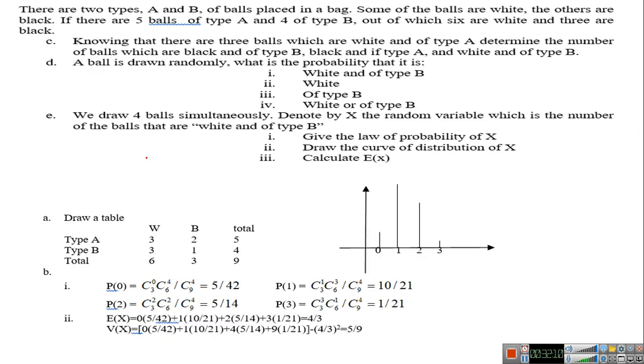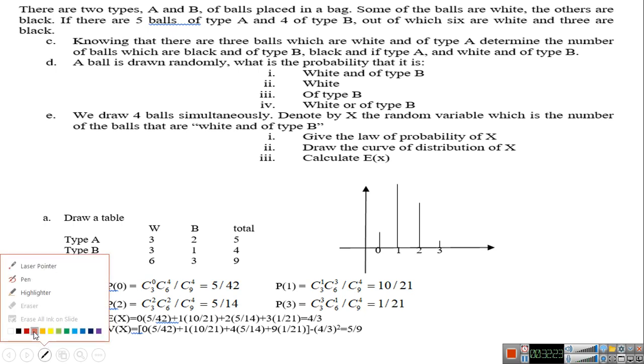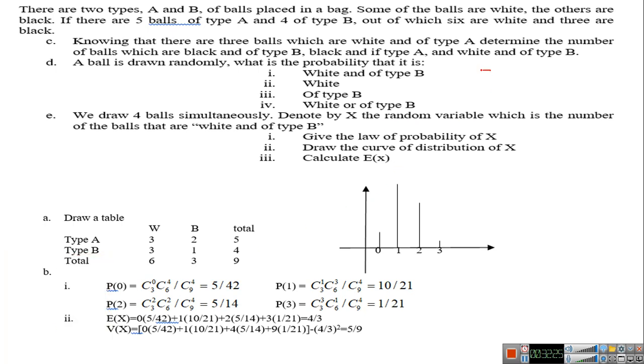Now the last problem. So here there are two types A and B of balls placed in a bag. Some of the balls are white, the others are black. If there are, we have 5.